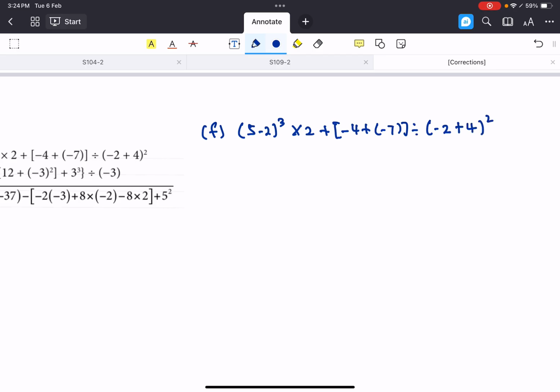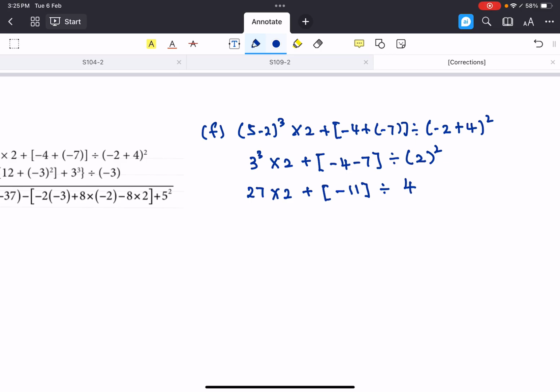So it looks like it's a lot over here, right? But the idea is we don't rush, take our time, okay? Just be very careful every step of the way, right? So here we get 3 to the power of 3 times 2 plus, okay, now inside this particular bracket we have negative 4 minus 7, that's fine, divide by, over here we have 2 squared, right?